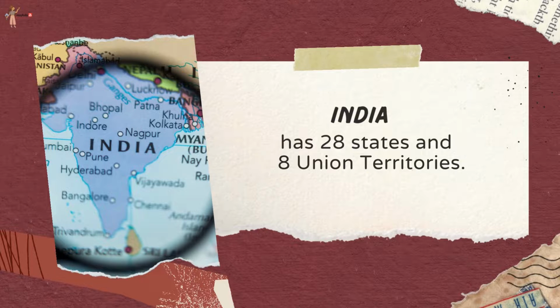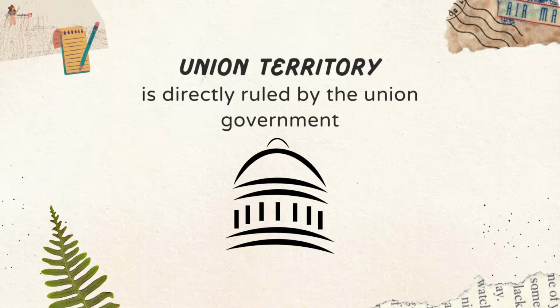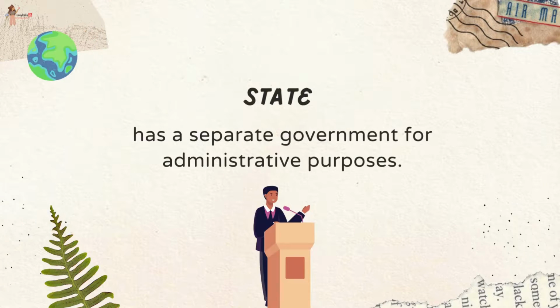India has 28 states and 8 union territories. The basic difference between a state and a union territory is that union territories are directly ruled by the union government, whereas states have a separate government for administrative purposes.